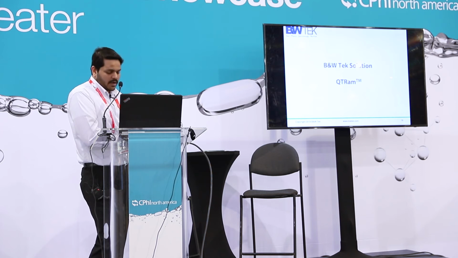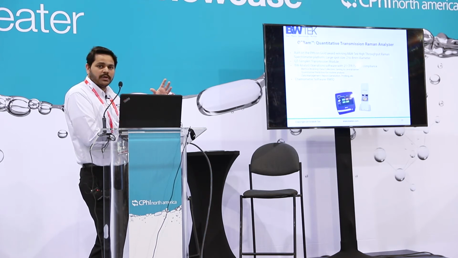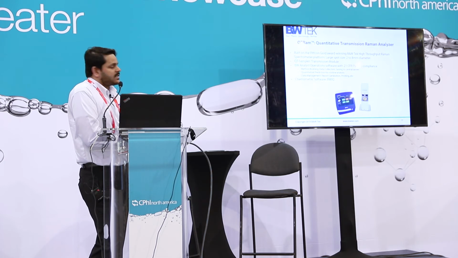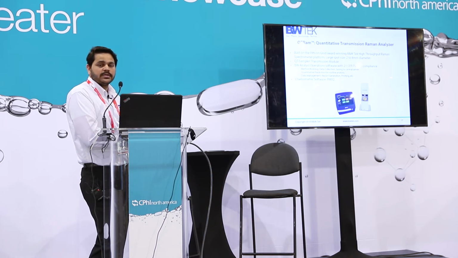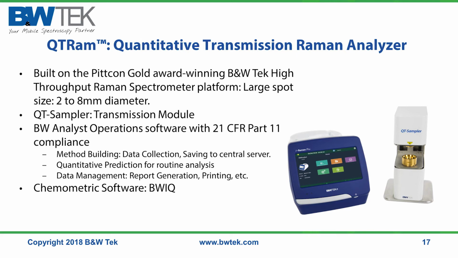So let's touch a little bit on what our system is, the QTRam. It's built on our Pittcon Gold award-winning high throughput Raman platform. We can modify the laser spot sizes from around 2 millimeters up to 8 millimeters, so you can really get a uniform reading or a large average spectrum of your content. It has a special transmission module, which you can see at the side there in white. It's called the QT sampler.